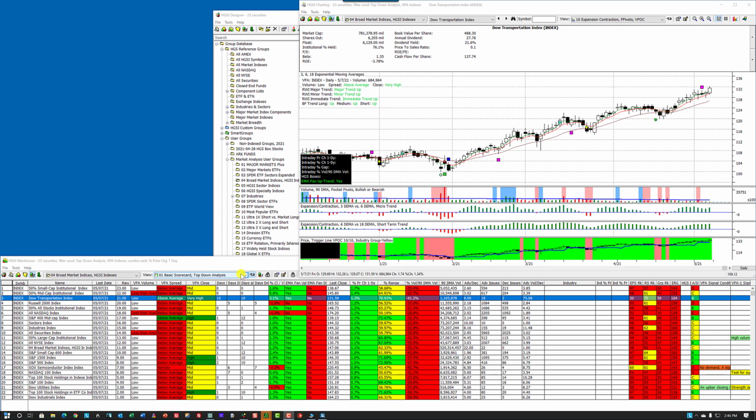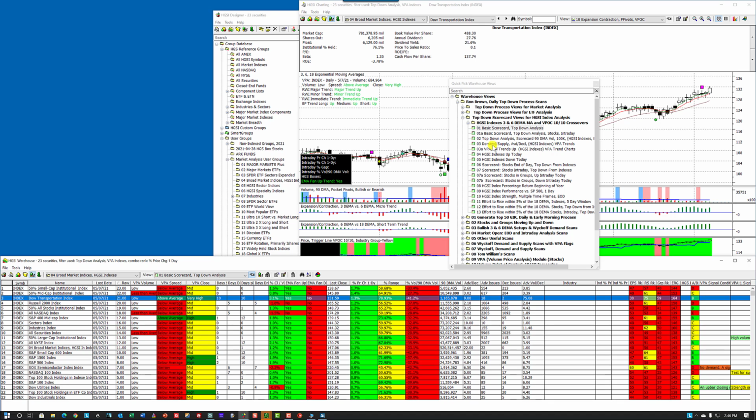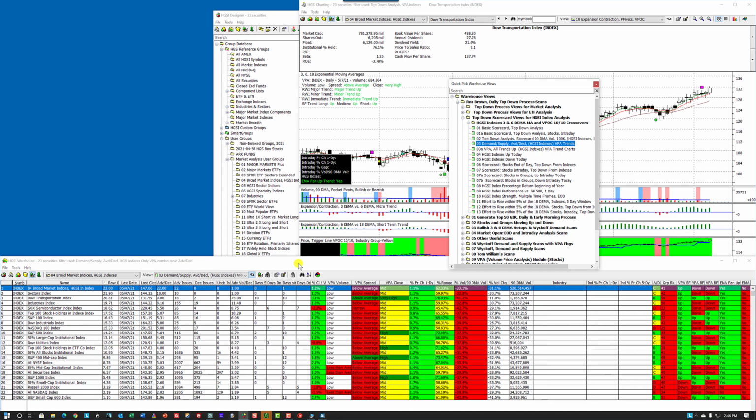Okay, I'm going to move down to another view. I'm just going to go down to the 3 view. This is demand, supply. This tells me the advancers divided by the decliners. You can see out of these indices in here, 22 are up, 0 are down. So it's a strong market day right now, especially since what we saw this week with the tech stocks.